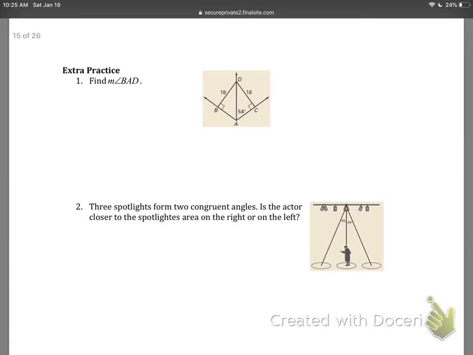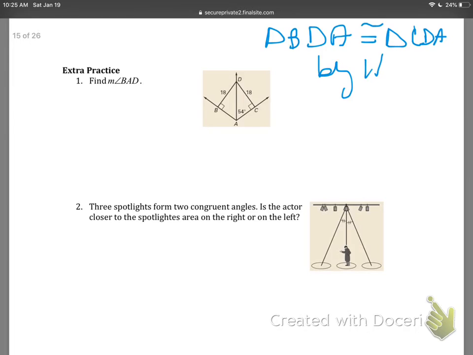Okay, so if I know that triangle BDA is congruent to triangle CDA by HL, because I see I have a right angle, I see I have the hypotenuse in common, and I see I have a leg that's equal. So therefore by HL, I know those two triangles are congruent.